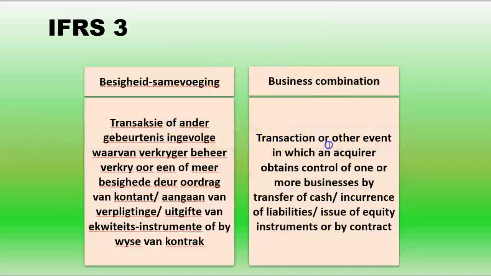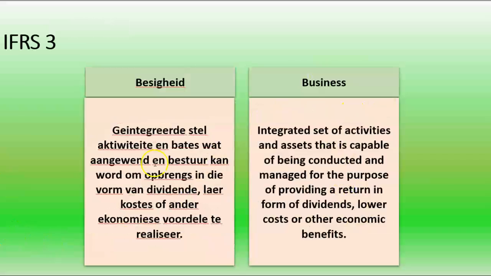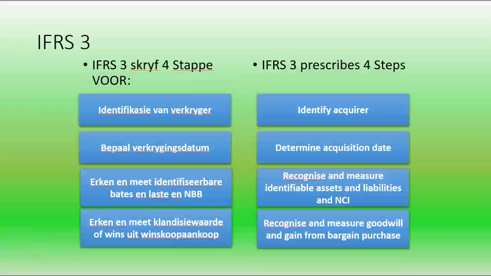Now, a business combination is a transaction or event in which an acquirer obtains control of one or more businesses by the transfer of cash, the incurrence of liabilities, the issue of equity instruments, or by contract. That is how a business combination actually comes to light. A business, you all know what a business is. It's an integrated set of activities and assets that is capable of being conducted and managed for the purpose of providing a return, making profit, in the form of dividends, lower cost, or other economic benefits.